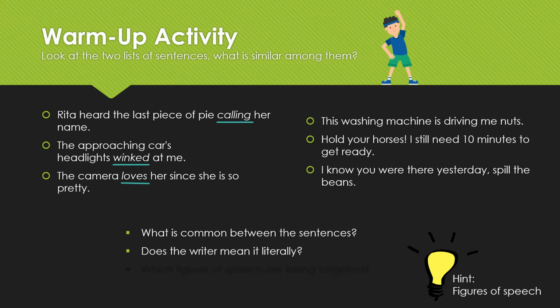Let's look at the other three sentences, and here there is another figure of speech being targeted, different than the first. This washing machine is driving me nuts. Hold your horses, I still need 10 minutes to get ready. I know you were there yesterday, spill the beans. Look at the underlined words and phrases. Which figure of speech do you think is being targeted here?